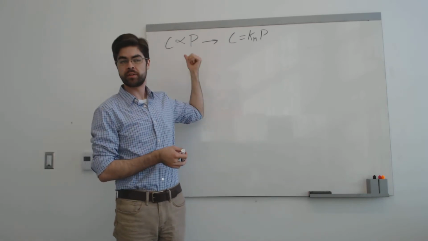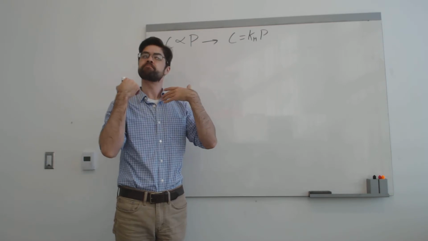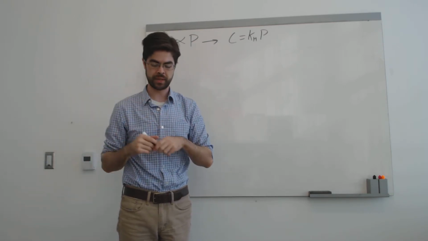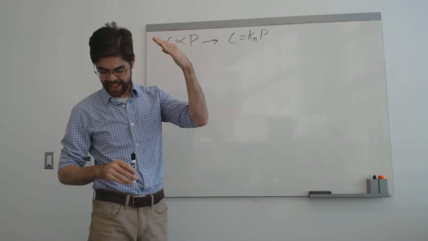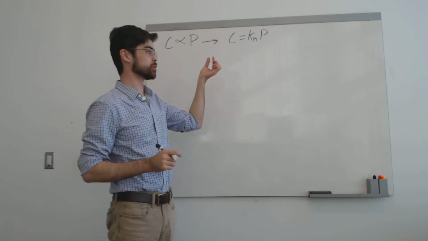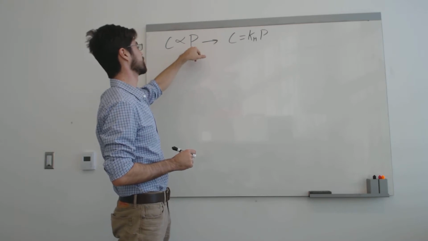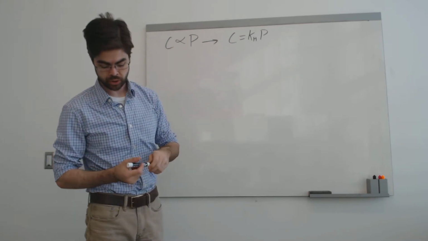In this case, the proportionality symbol tells us that as you increase the pressure, the concentration, the solubility increases. And we don't know exactly how it varies, but we know that it varies linearly. There's probably some single number here that will convert this from something in units of pressure to units of concentration.